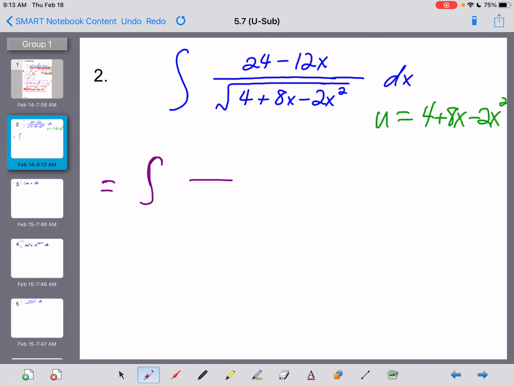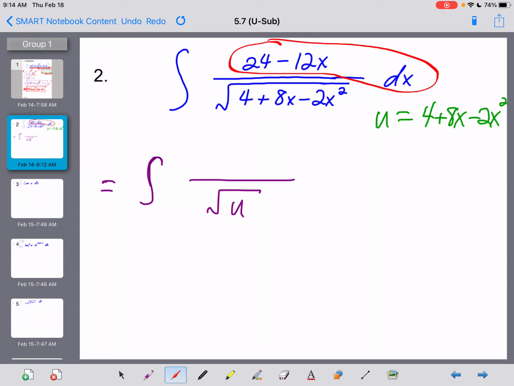Equals the integral of, here we go. So we've got a fraction. And down in the denominator, we are now taking the square root of, and that whole trinomial just got replaced by u. I don't like that u, so I'm going to redraw it, but it is a u. That's what we call our primary substitution.